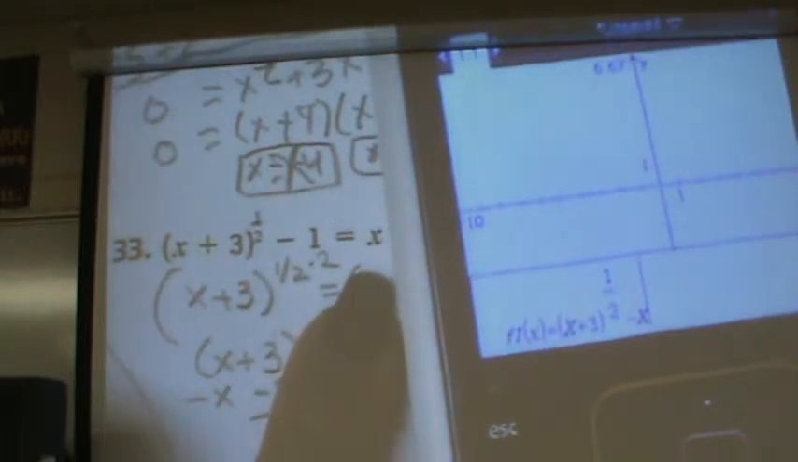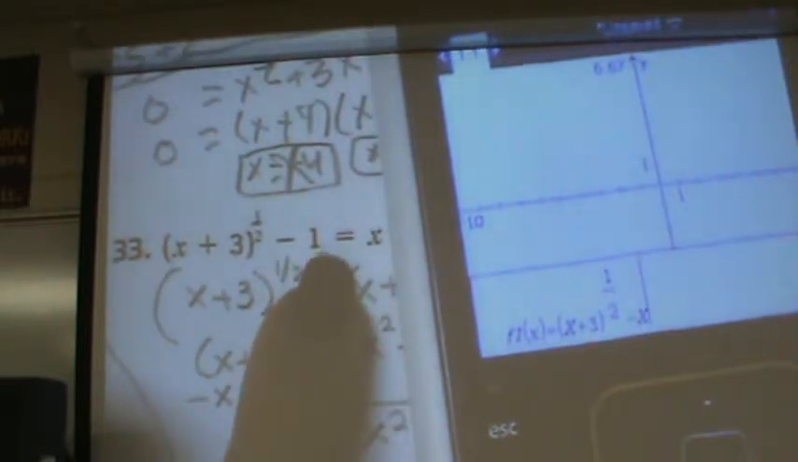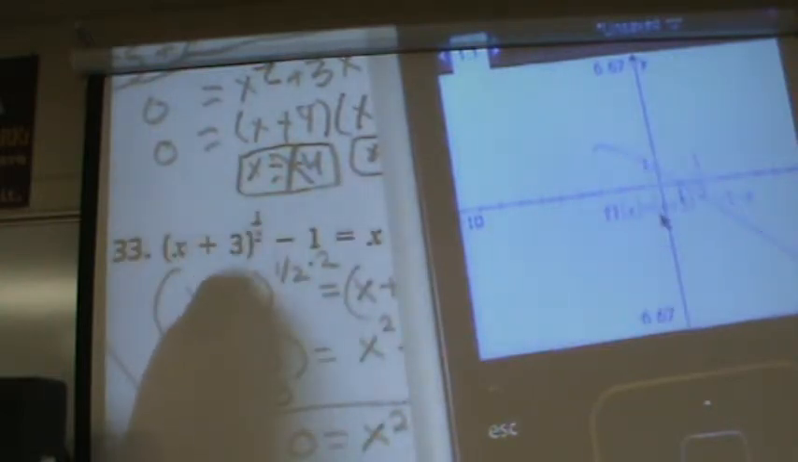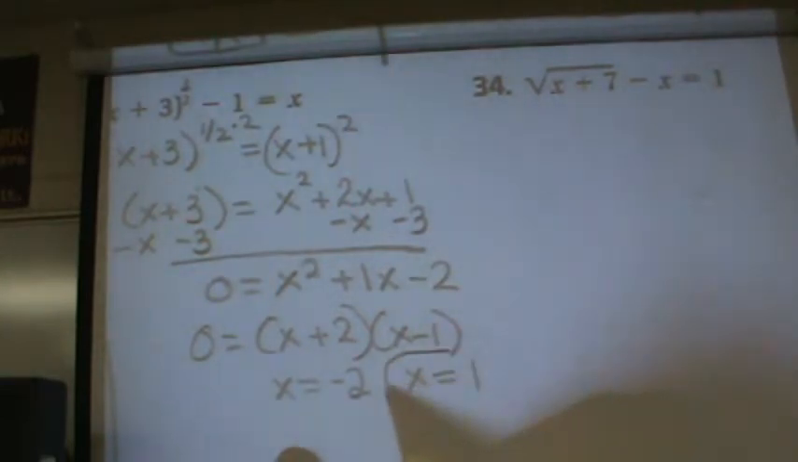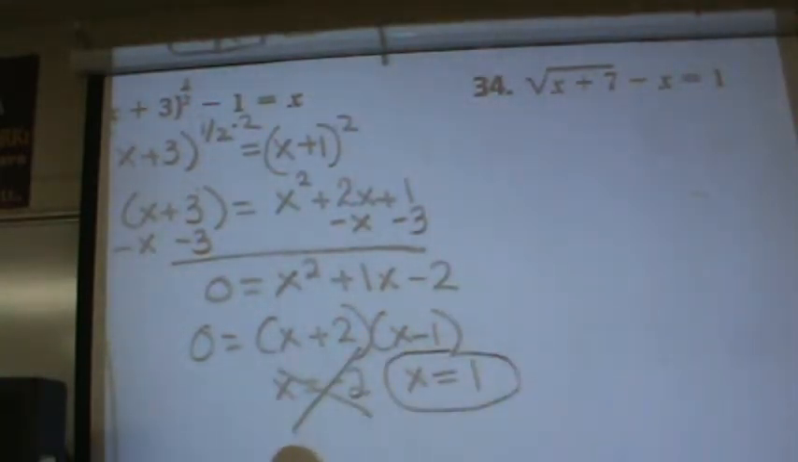Then what else are you gonna type in? Minus 1 first. Let's do minus 1 and then minus x. And then graph, and you should get your answer, which is 1. X is 1. What happened to negative 2? It doesn't work.